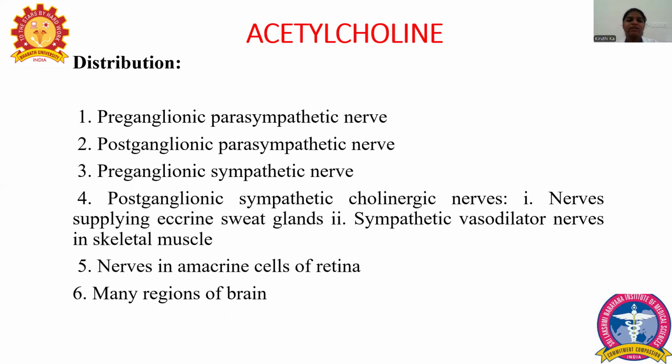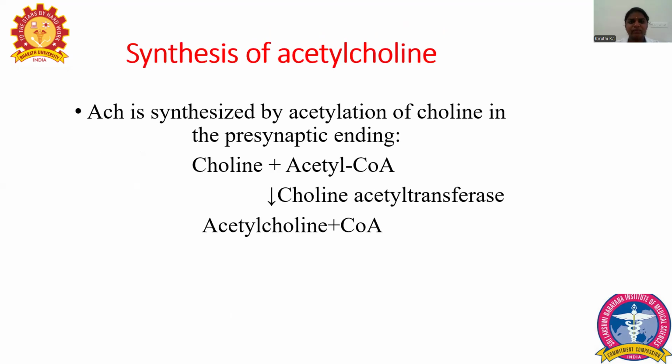How is acetylcholine synthesized? It is synthesized in the presynaptic ending from choline plus acetyl-CoA. With the help of choline acetyltransferase, it forms acetylcholine plus CoA. ACh is stored in clear vesicles in the presynaptic endings, and it is released by exocytosis initiated by calcium in the nerve terminals.